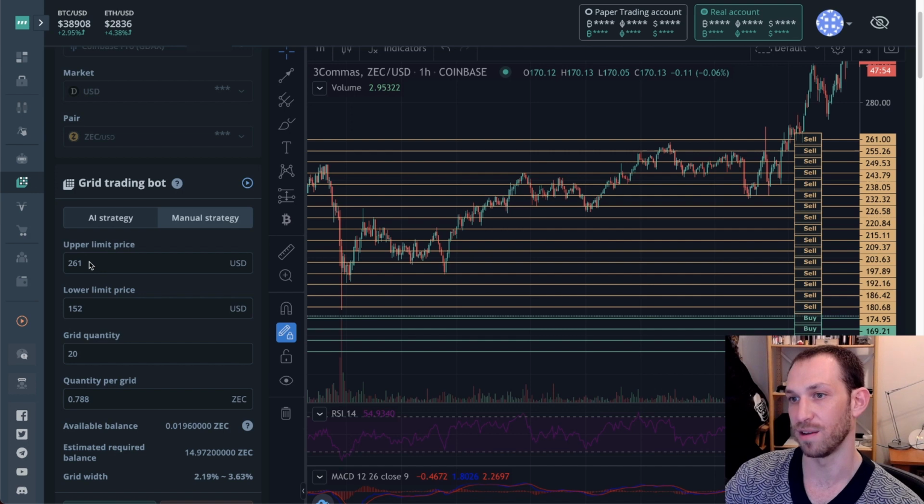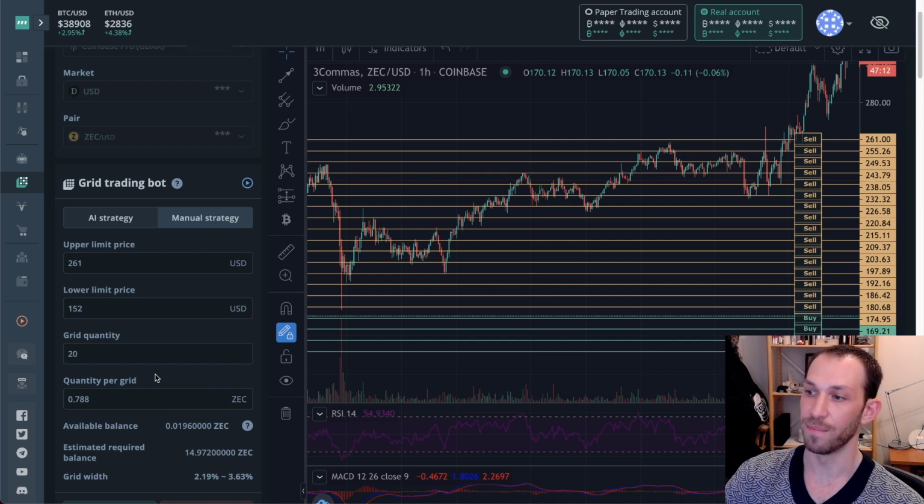And that's exactly why I had lowered my upper limit price from 262.2, which I mentioned before, to 261. I found that I was catching a few more of those hits with that change. So once you're satisfied with how the grid lines are intersecting with those small dips and spikes, and the grid width is ideally somewhere in the 2 to 3% range, then we have to set our quantity per grid.